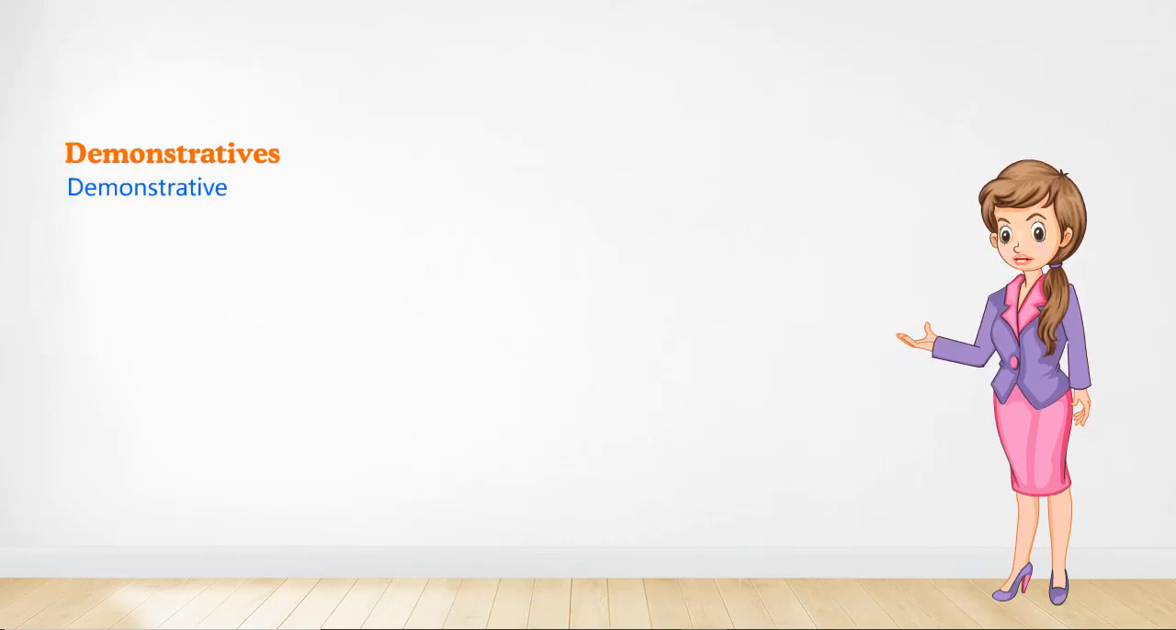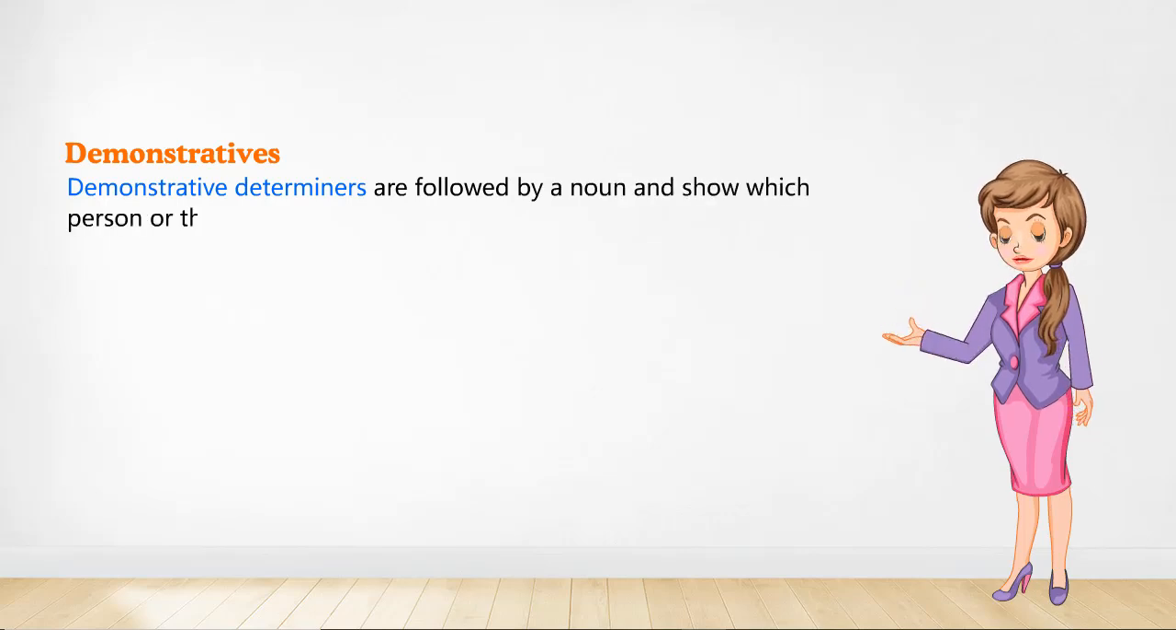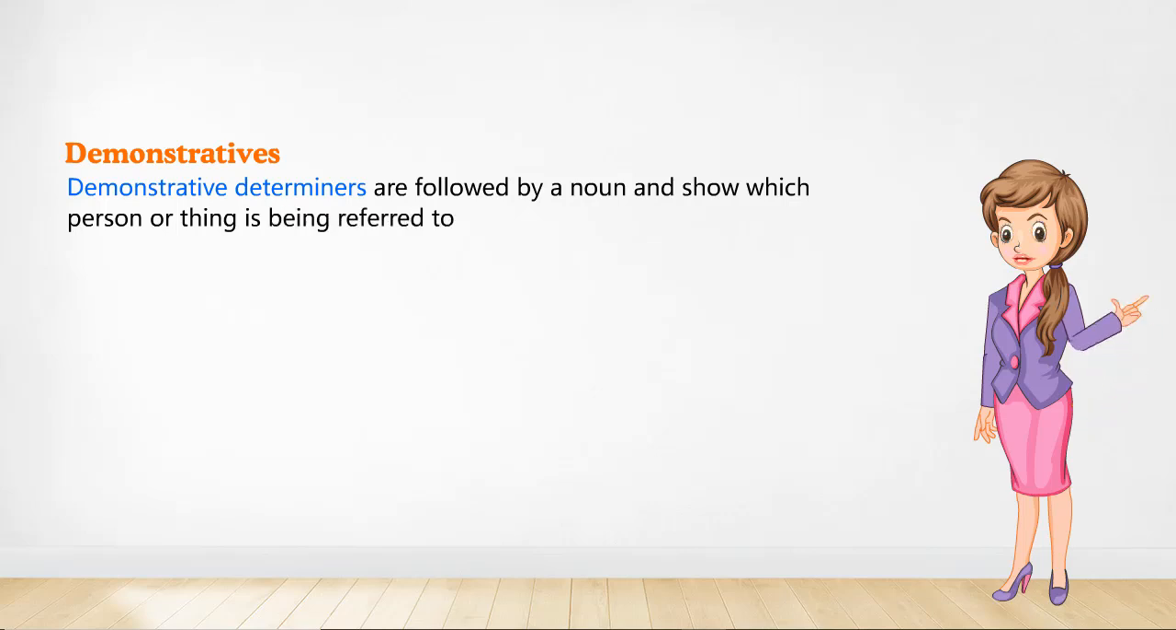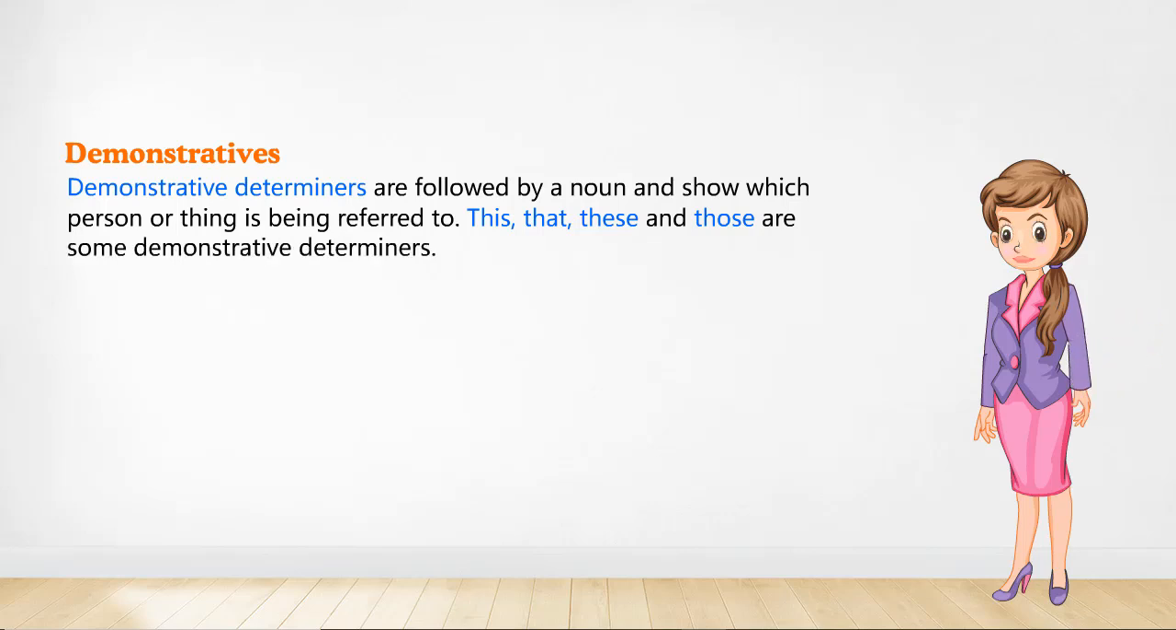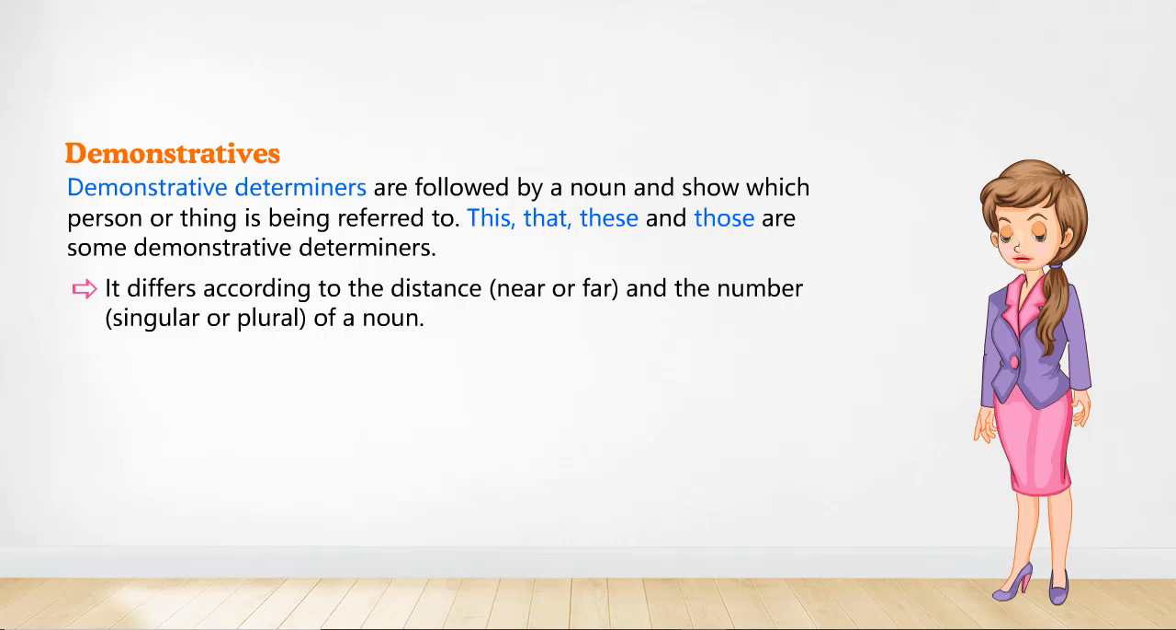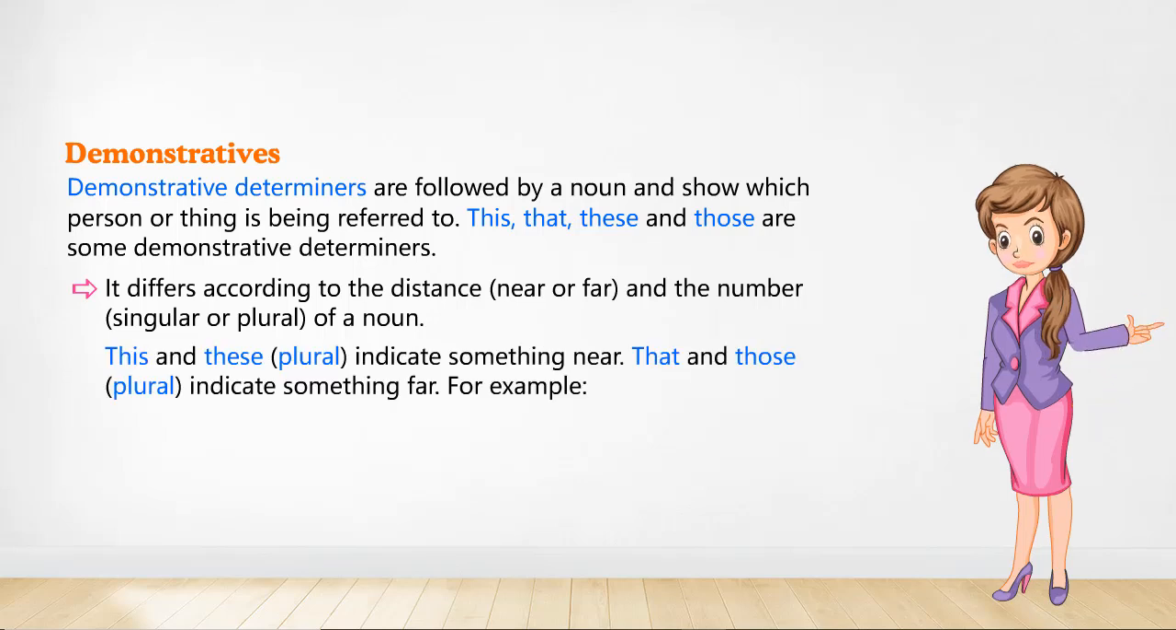Demonstratives. Demonstrative determiners are followed by a noun and show which person or thing is being referred to. This, that, these, and those are some demonstrative determiners. It differs according to the distance, near or far, and the number, singular or plural, of a noun. This and these, plural, indicate something near. That and those, plural, indicate something far.